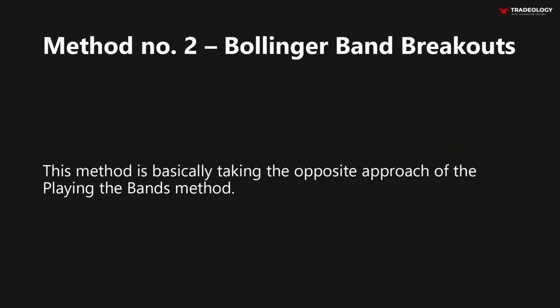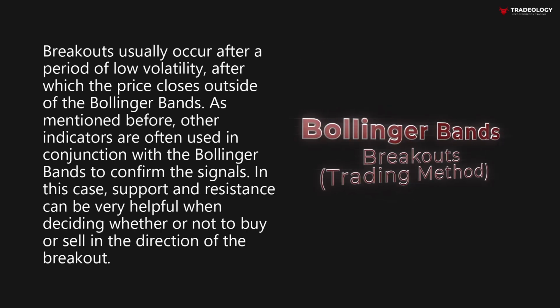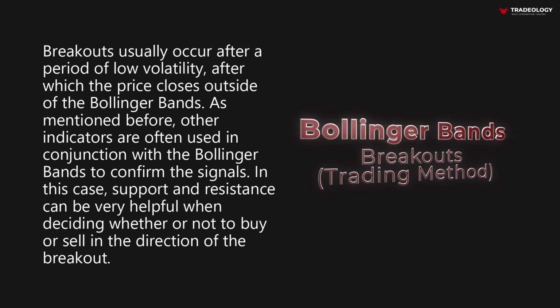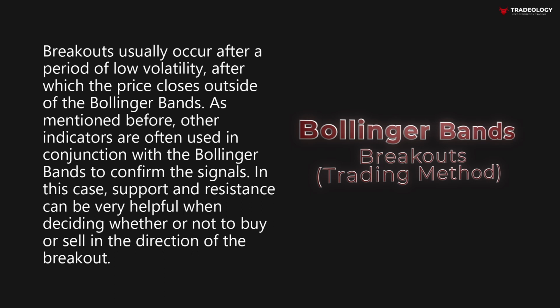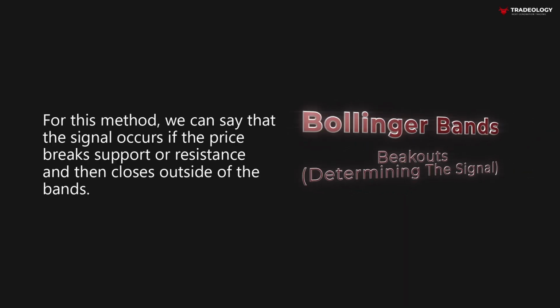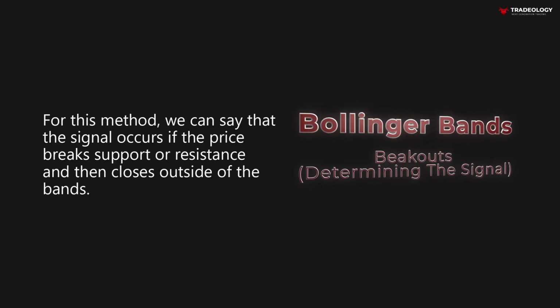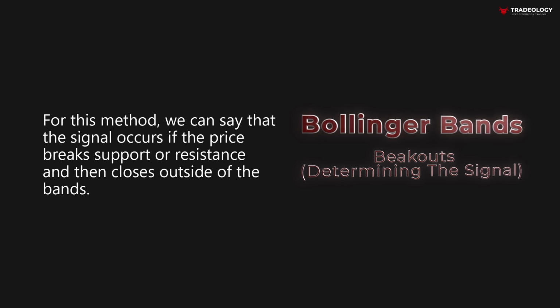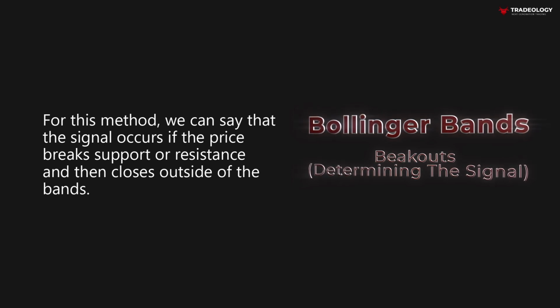Let's have a look at Bollinger Band breakouts. This method is basically taking the opposite approach of the playing the bands method. Breakouts usually occur after a period of low volatility, after which the price closes outside of the Bollinger Bands. As mentioned before, other indicators are often used in conjunction with the Bollinger Bands to confirm the signals. In this case, support and resistance can be very helpful when deciding whether or not to buy or sell in the direction of the breakout. For this method, we can say that the signal occurs if the price breaks support or resistance and then closes outside of the bands.